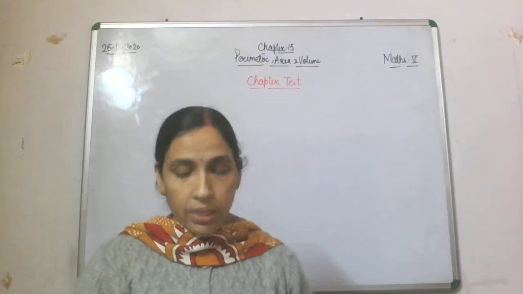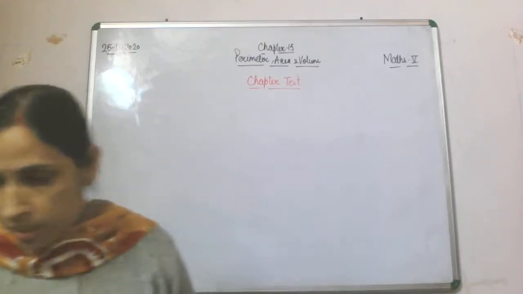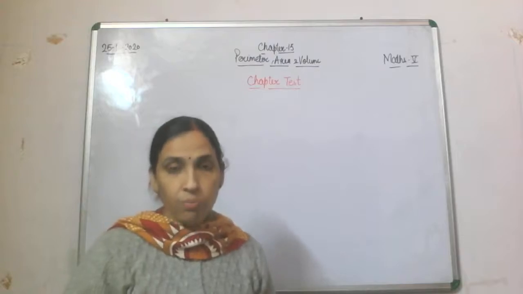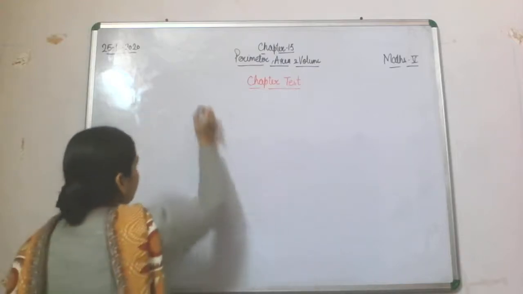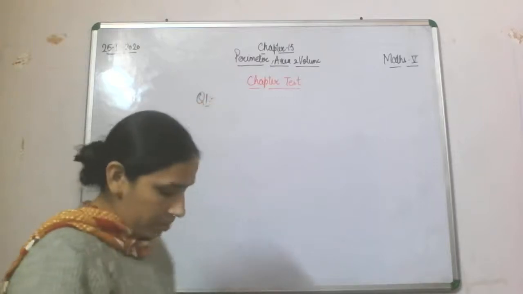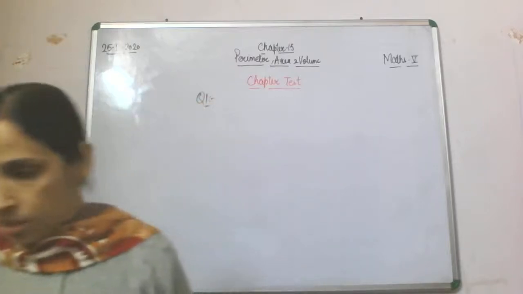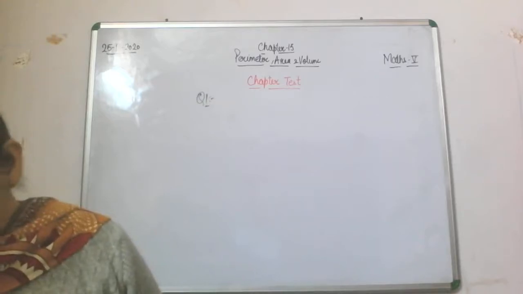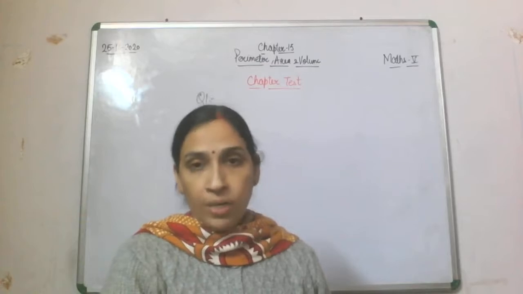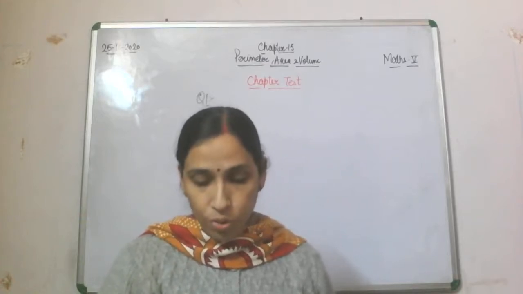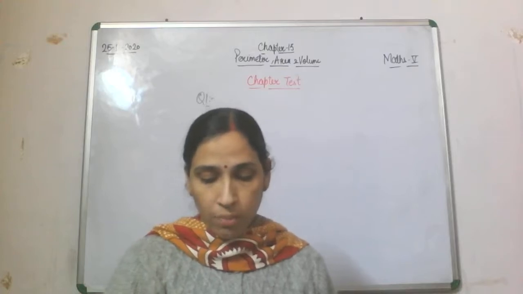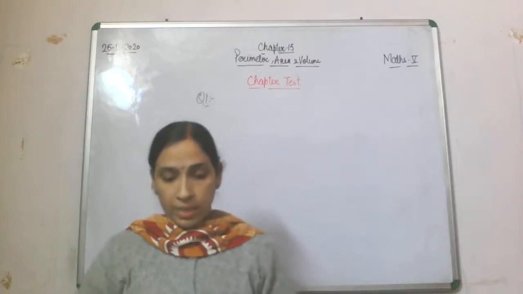Now, question number 1 is: encircle the correct answer from the given options. You have been given the options and you have to mark the correct answer. So let's see question 1. The area of a rectangle is 24 square centimeters. Which of the following cannot be the possible side of the rectangle?